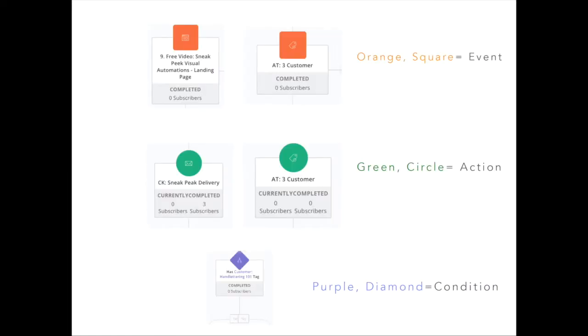And finally, you see a condition here. It's a purple diamond. This lets you know that the condition block is being used. So either a tag or a custom field is in use. So just to sum up, forms and tags are orange and square, and they signify an event. Tags and sequences are green and circular, and they signify an action. And tags and custom fields can be used as a condition and they will show up as a purple diamond.